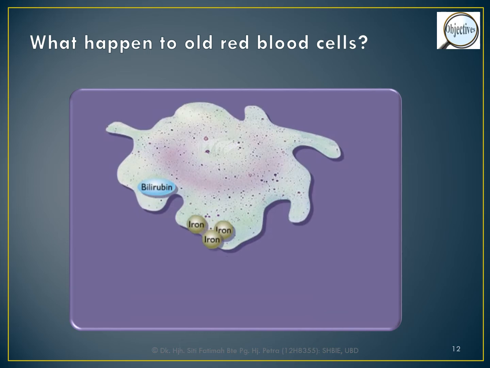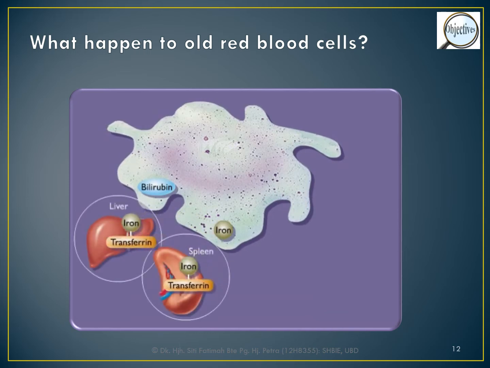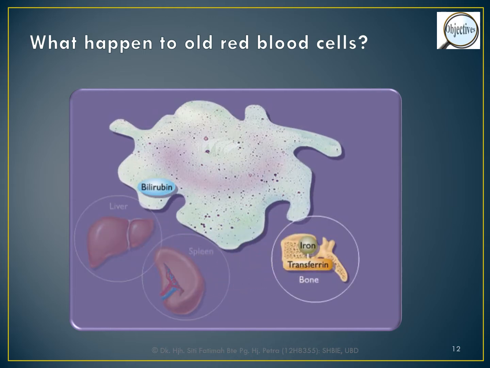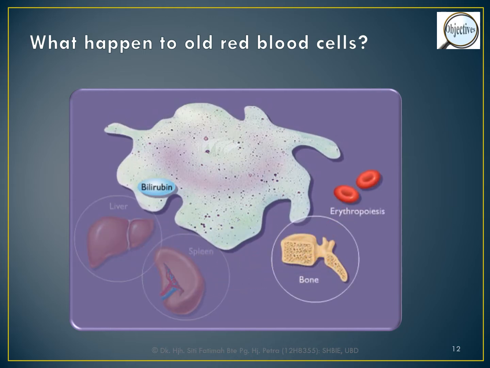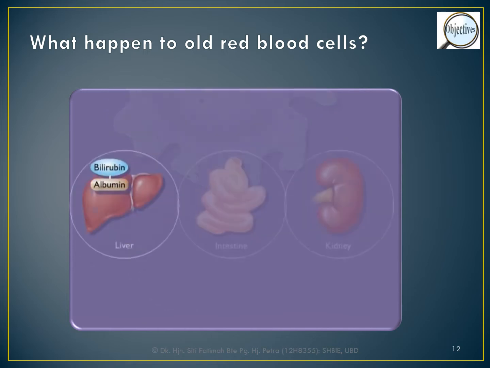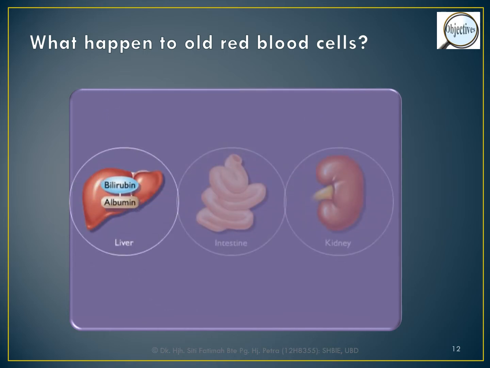Iron is transported by transferrin in the blood to various tissues for storage, or to red bone marrow for making new hemoglobin. Free bilirubin is transported by albumin in the blood to the liver.